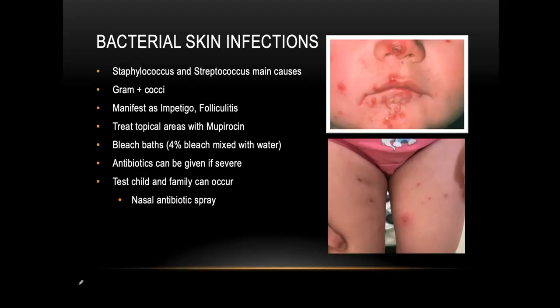For some children, we might have to do bleach baths, which is only 4% bleach mixed with water. That actually can decrease the inflamed area. Like in this area right here with this child, we would probably have them sit in the tub with just 4% bleach. And it's not straight bleach, guys. It's just 4% bleach, and that usually can help decrease the inflamed areas. We can give antibiotics if it's severe, like doxycycline. And then we test the child and family to see if they're possibly colonized.